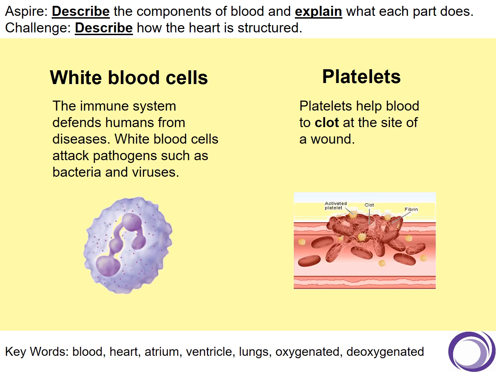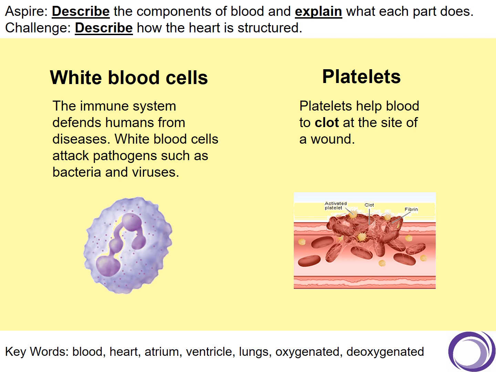The third part of the blood are the white blood cells. The white blood cells form part of our immune system, which defends us against diseases. So our white blood cells attack any pathogens such as bacteria or viruses that enter our body and destroy them.